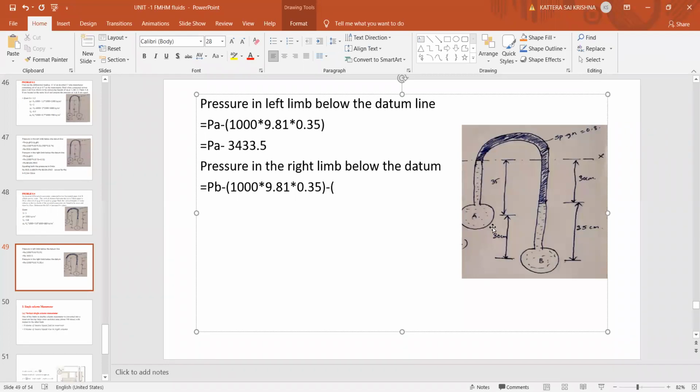Right. So what is the density of the oil? Already we have calculated. Density of oil, 800, sir. Right? 800 into 9.81 into what is the height of the fluid oil? 0.3, sir. 0.3 meter. Right. So now calculate PB minus. Please tell the value. This full value you will get 3433.5, same. How will you get same?